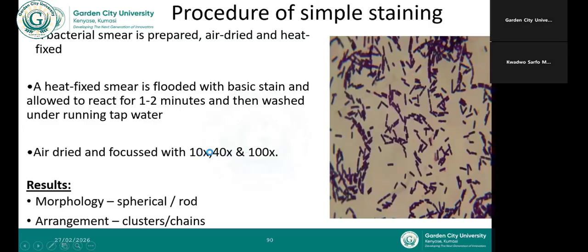So for microscopy, you focus with the low objective first, and then you change to the high objective. You don't start right from the ×100. And if you are using ×100, you have to use immersion oil. I hope you know why immersion oil is used. All right, let's move on.